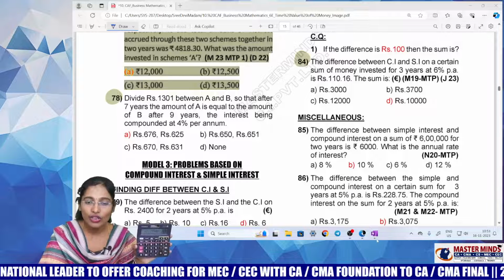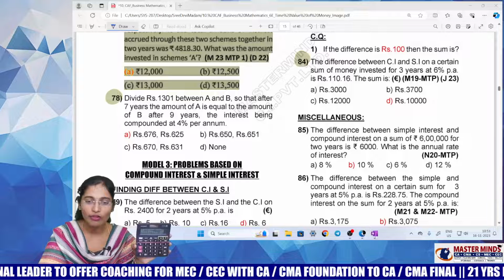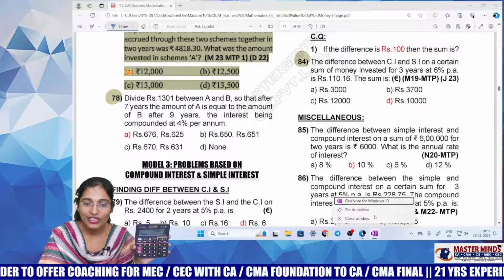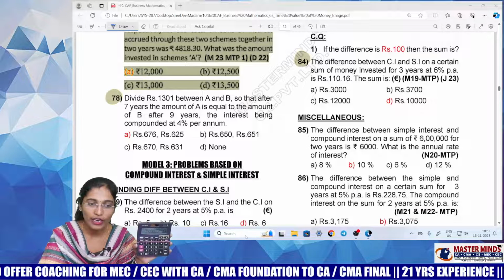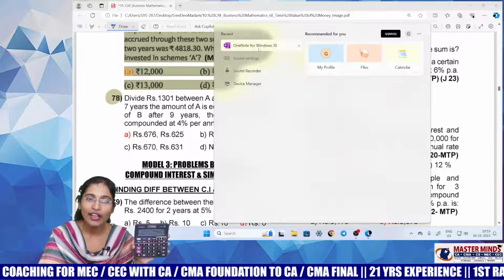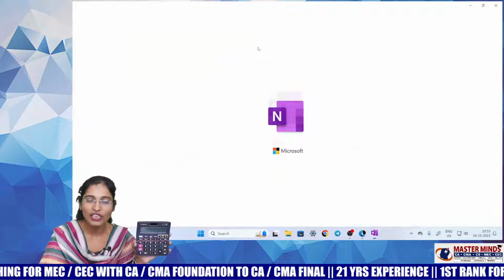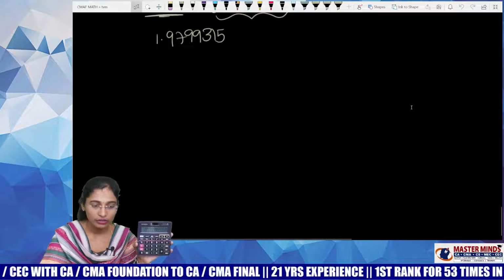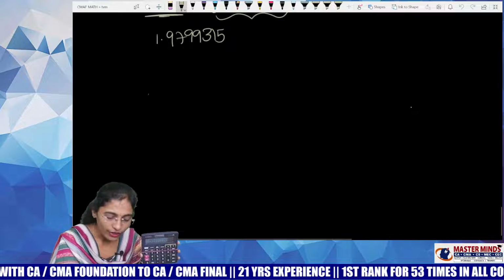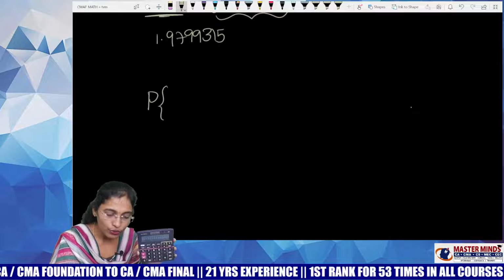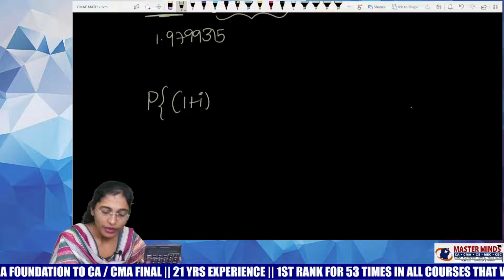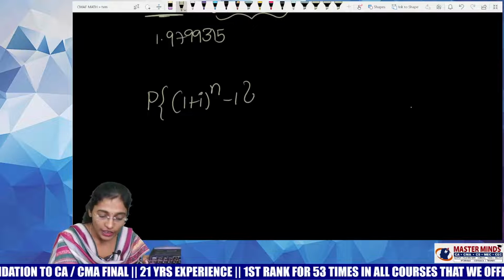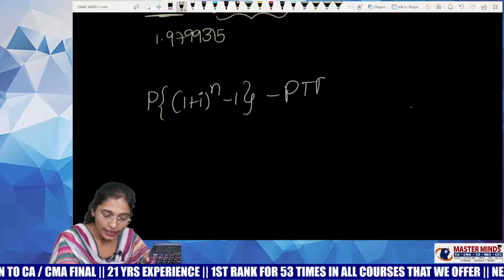So you know the formula for simple interest and you know the formula for compound interest, right? So just write down the simple interest formula and compound interest formula separately, and then write down the answer. That's very easy. Okay, I'll tell you how. Compound interest formula is P into 1 plus I whole power n minus 1. Simple interest formula is PTR by 100.